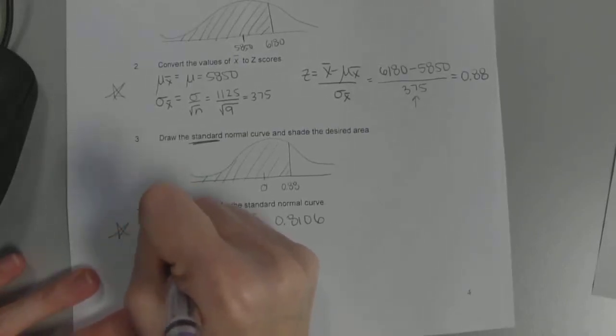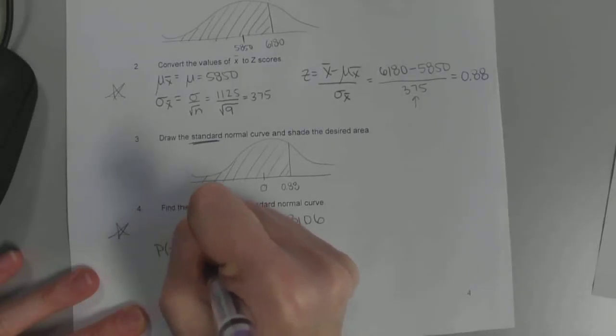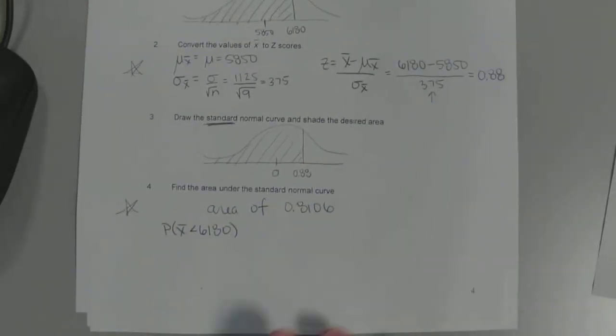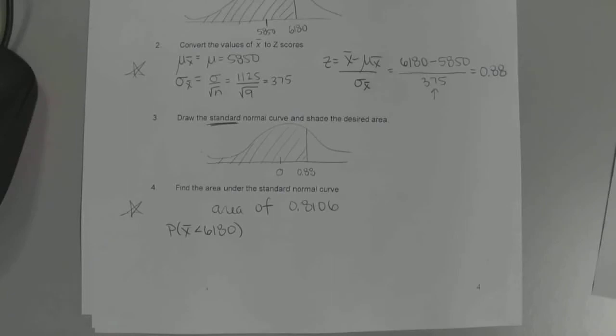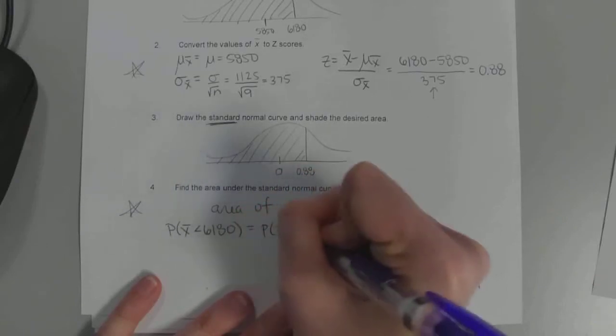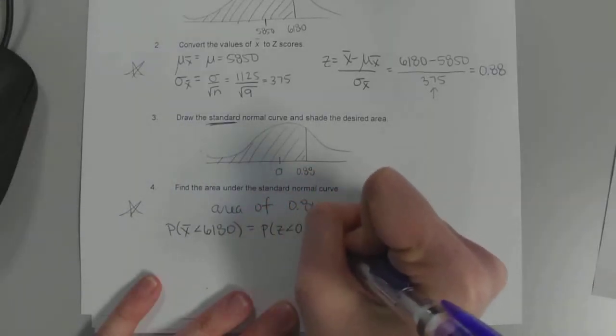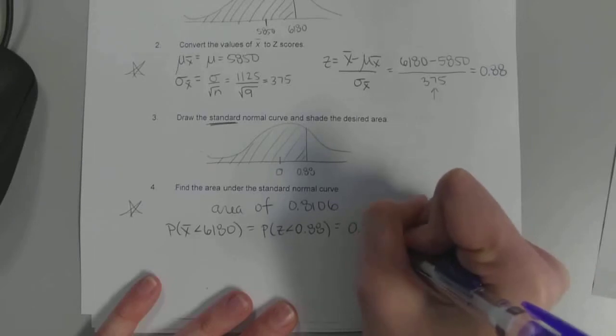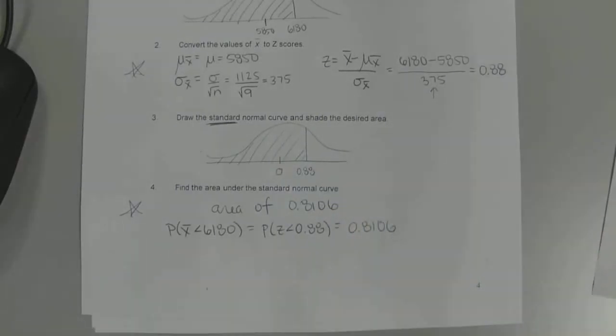This means we found the probability that the sample mean was less than 6180. Okay? The probability that those 9 kids had a room and board less than 6180. We don't have a chart about room and board, so what did we have to do? We had to change it to a z-score of less than 0.88, right? And that was the 0.8106.